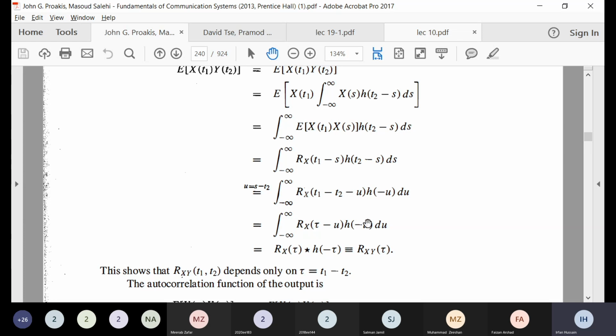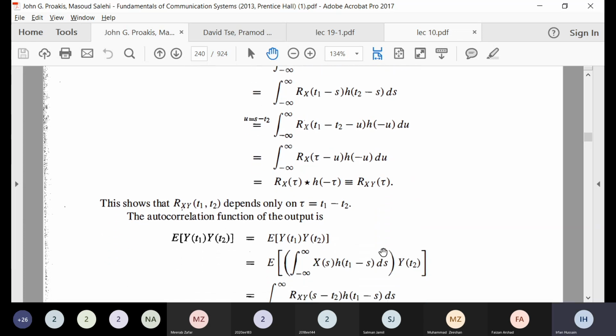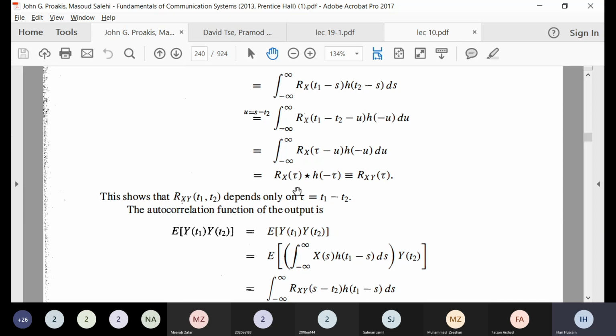This is actually the convolution of H of minus tau with R X of tau. So convolution is giving you this. So this is convolution, so I can write it like this. So you can see that the cross correlation depends on the autocorrelation of the input convolved with the flipped version of your impulse response.